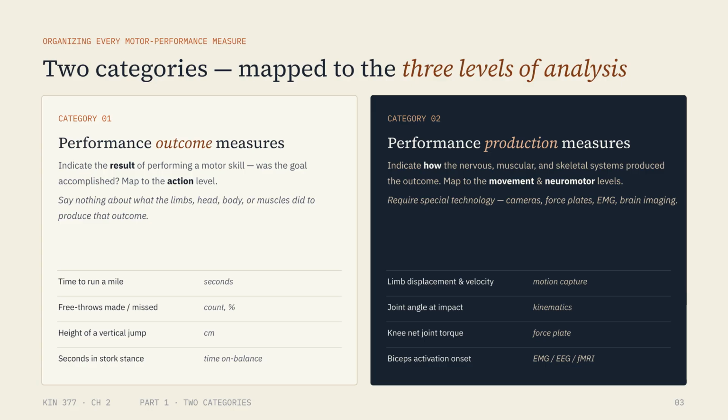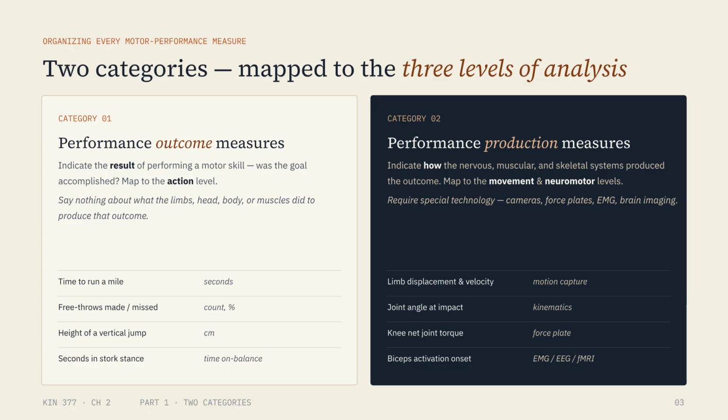Here's the organizing idea for the whole chapter. There are many ways to measure motor performance. Table 2.1 in your textbook lists dozens, but they all fall into 2 big buckets. On the left, performance outcome measures. These tell us about the result of performance. Did the goal happen? How fast was the mile? How many free throws went in? How high was the jump? How long did the patient hold the stork stance?